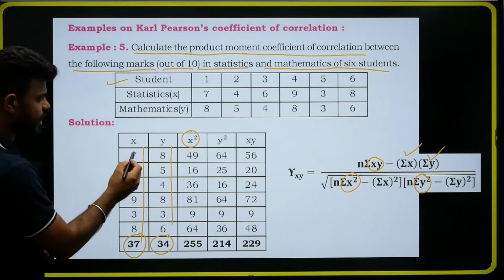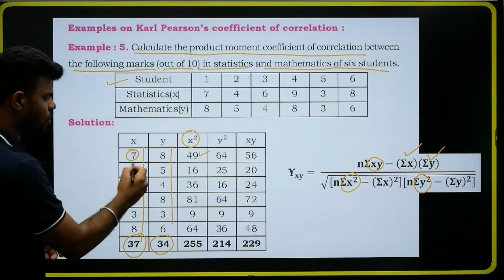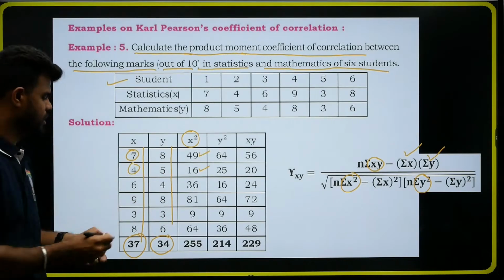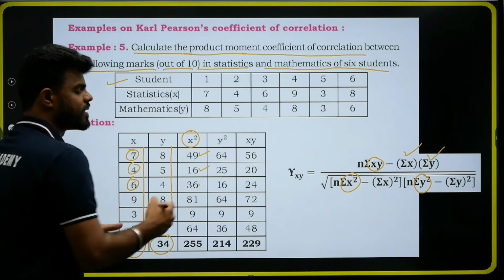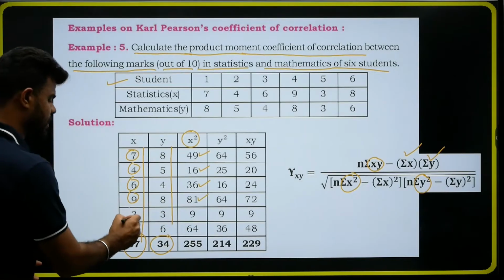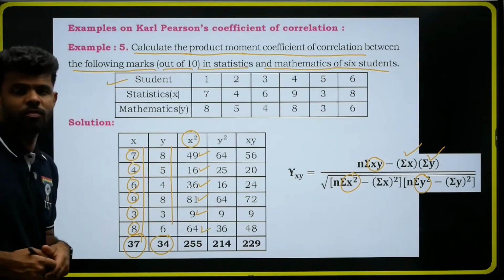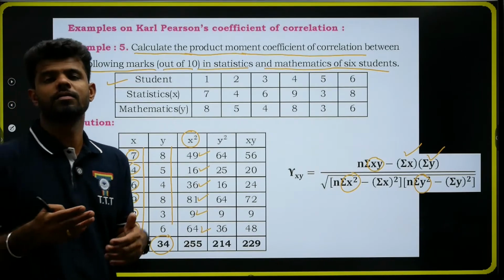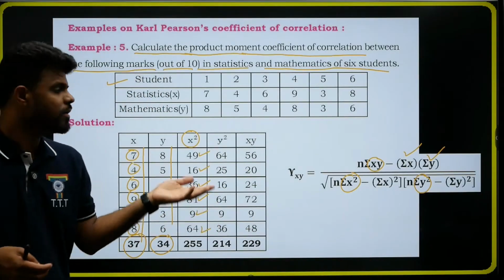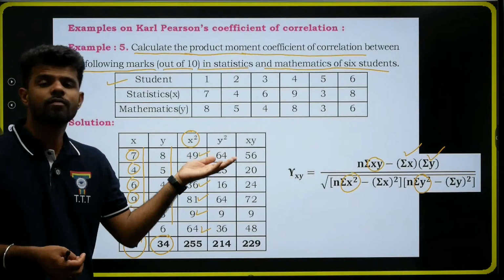Very simple, that is 7 square equal to 49, 4 square is equal to 16, 6 square is equal to 36, 9 square is equal to 81, 3 square is equal to 9, and 8 square is equal to 64. So by using a scientific calculator, or you can use a normal calculator, to calculate x square value. Similarly, in the same way you have to calculate y square value.